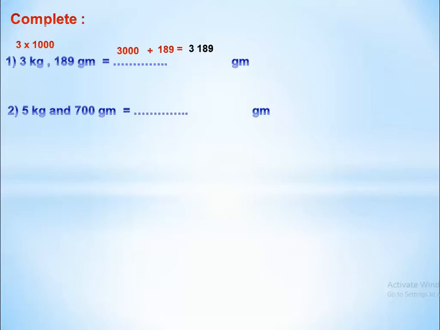It will be to gram. So it will be 5 times 1000. It will be 5000 plus 700 equal 5700.